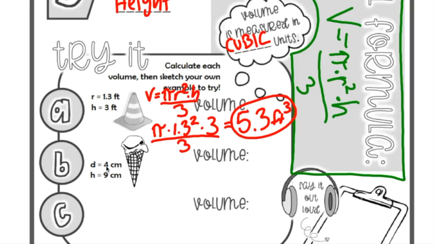We have a diameter of 4. And keyword here, diameter, that's not the radius. We have to take half of the diameter to find the radius. So our radius is actually going to be 2. If they give you the diameter, you need to work down to the radius. You need to take half. Now we can plug this in. Pi times radius, so 2 squared, times 9, our height. And then we have to divide the entire thing by 3.